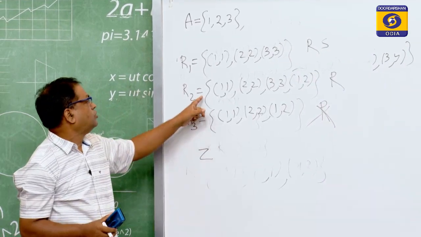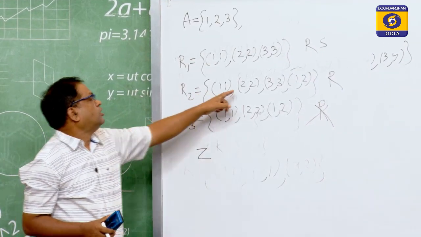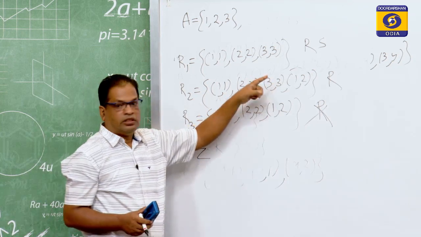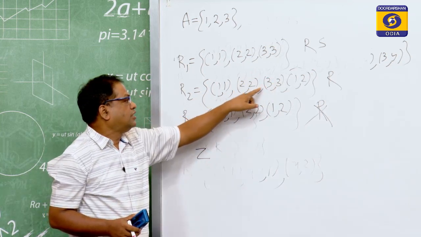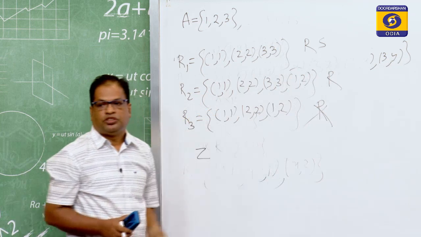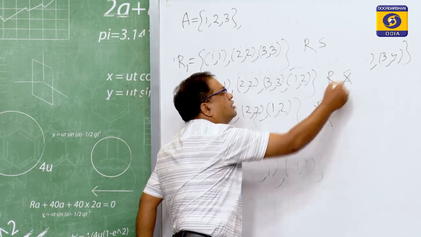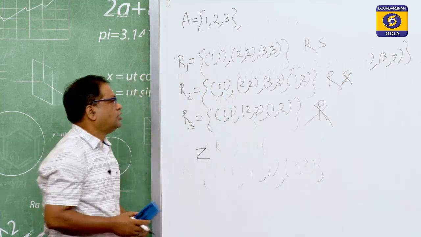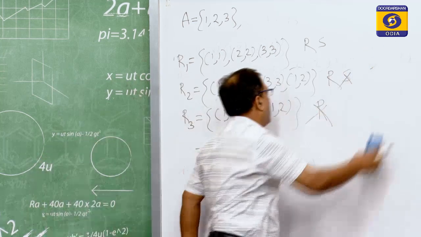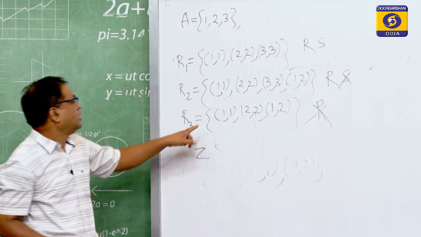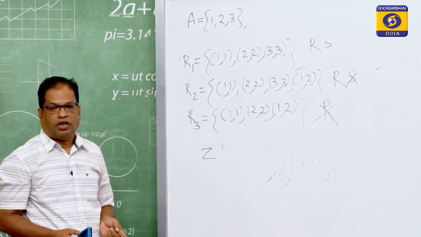And next R2: here (1,1), (2,2), (3,3) are present, we are not interested in those. (1,2) is present, its opposite (2,1) is not present. So, this is not symmetric. And finally, R3 = {(1,1), (2,2), (1,2), (2,1)}.